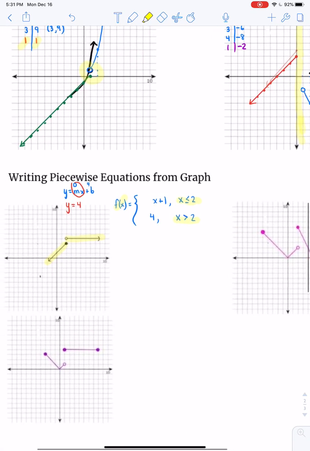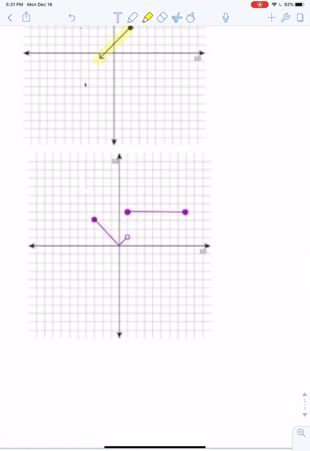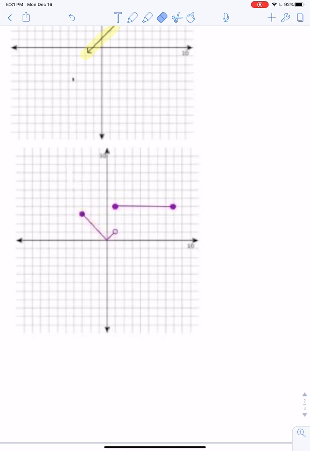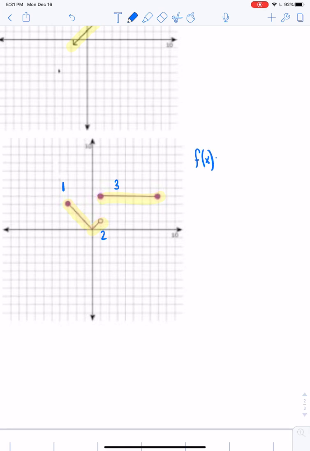So if you want to pause it and try the other ones on your own, you can, or you can continue with me. Let's look at this purple one. So let's start with this weird shape here. I actually see 3 different piecewise functions now. I see one line here, one line here, and one line here. So let's label them 1, 2, 3. Let's start with 1. Let's call it f of x. We're going to have 3 different things here.